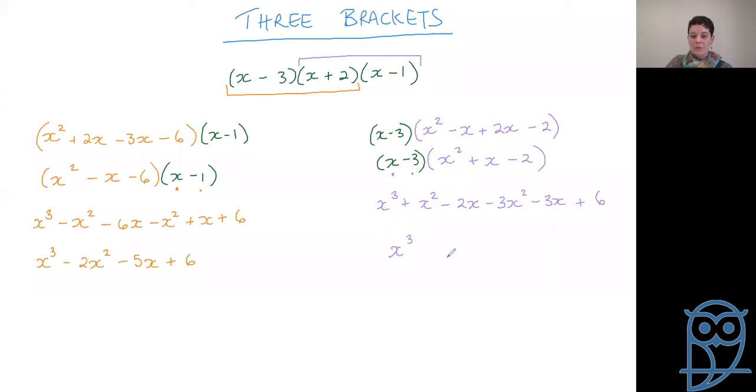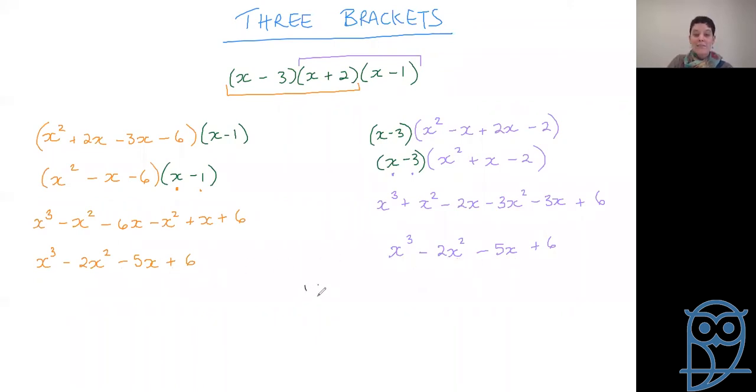X cubed. X squared minus 3x squared gives us minus 2x squared. Minus 2x minus 3x gives us minus 5x. And our plus 6 sits at the end. And hey presto, we have x cubed minus 2x squared minus 5x plus 6.